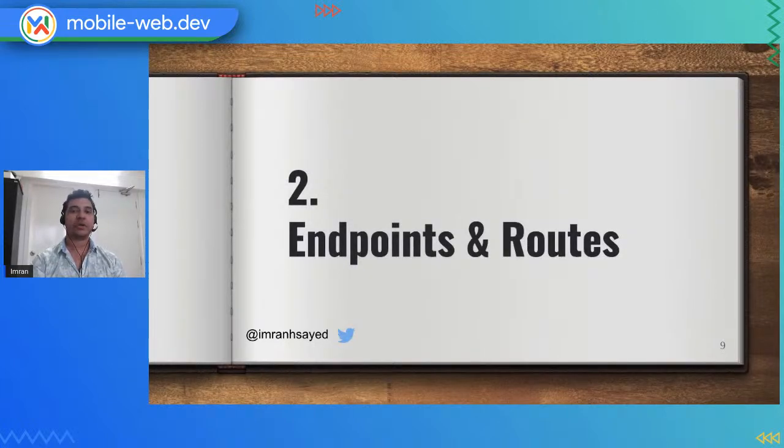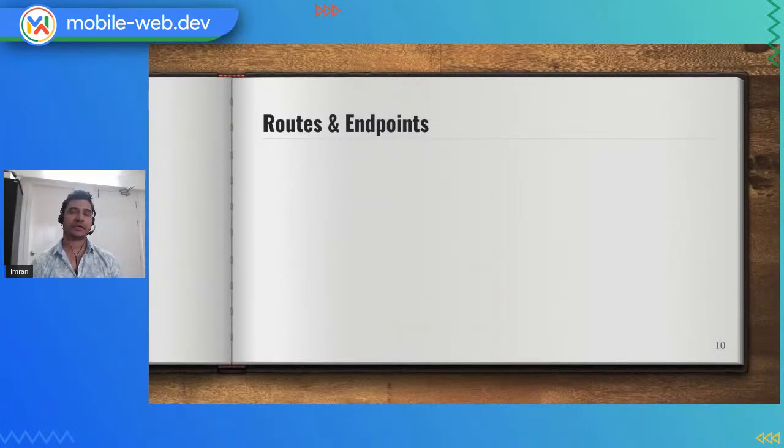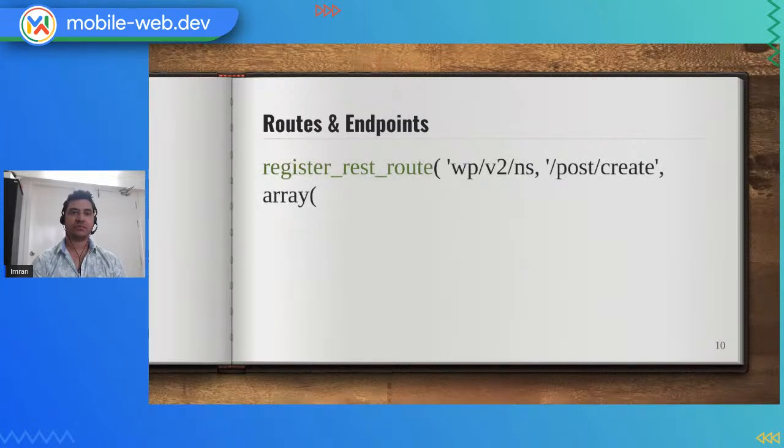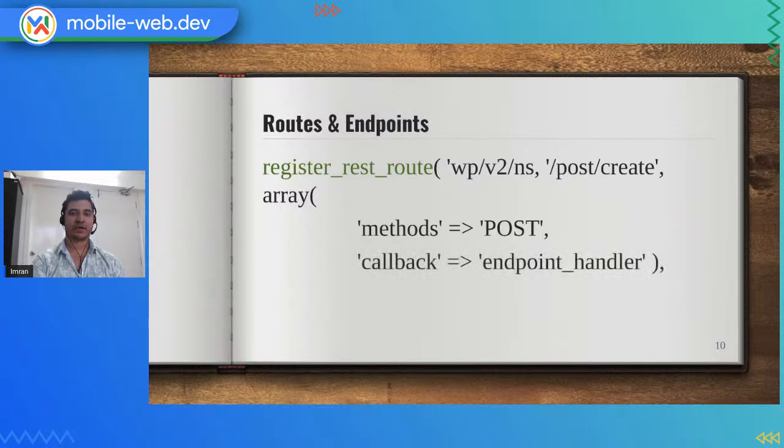So what are these endpoints and routes? These are the terms that you need to be familiar with when you're dealing with the WordPress REST API. Many of you might already be familiar, but let's go over them for those who don't know about it. Take a look at this function, which is register_rest_route. It's a WordPress function. The first parameter you can see says wp/v2 and the namespace. Let me explain what these are. You can pass methods, which could be GET or POST. You can also pass a callback. So this is how you register your custom endpoint.